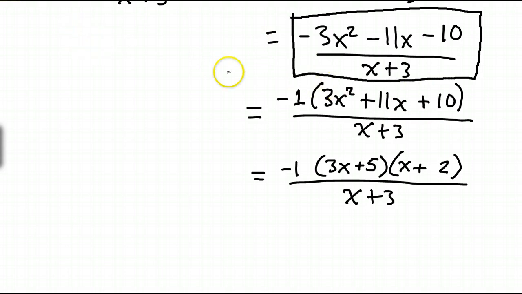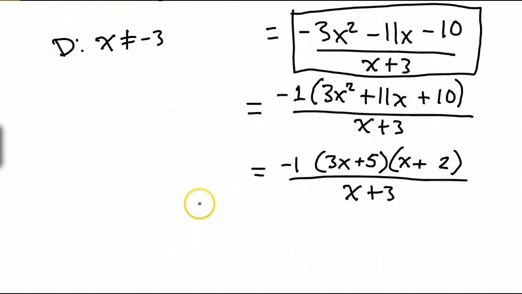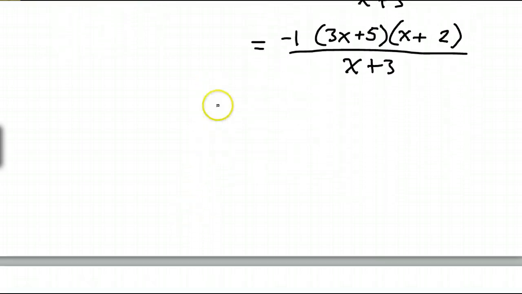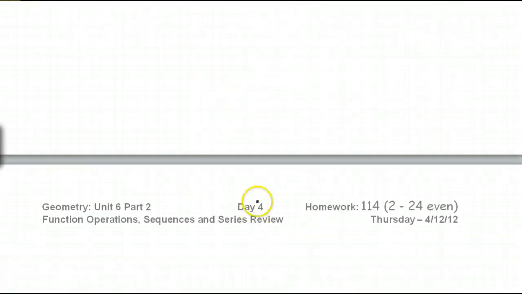And all we need is the domain. So the domain, of course, is all real numbers except negative 3. So that was kind of an ugly problem. Let's hope the next one is not so bad. Let's go to another paper.